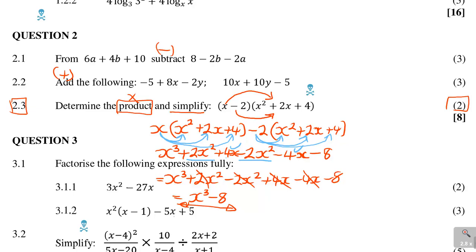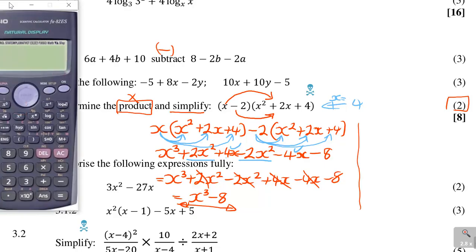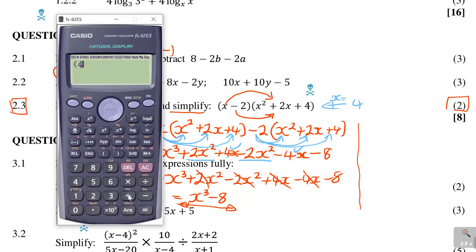But on this one, guys, you can test it. How do you test it? Choose any value of x. For example, let x be equal to 4, and when we use our calculator, what are we going to get? So in bracket 4 minus 2, and then bracket, I've got 4 squared, remember x is 4, plus 2 bracket 4 plus 4. Then I close that bracket. I'm getting 56.